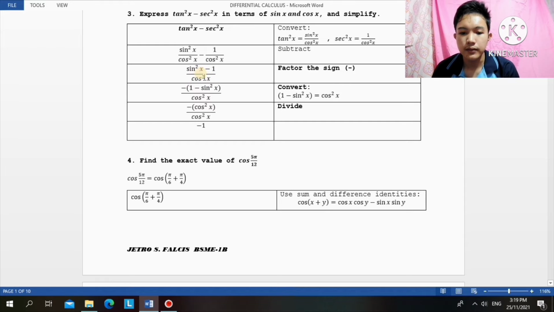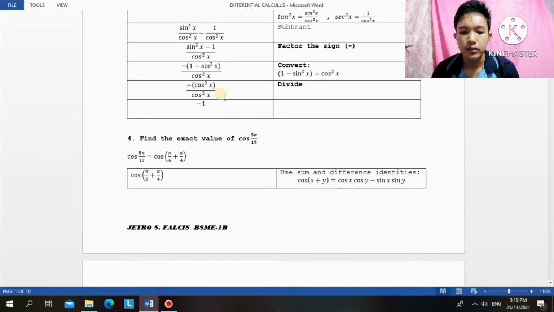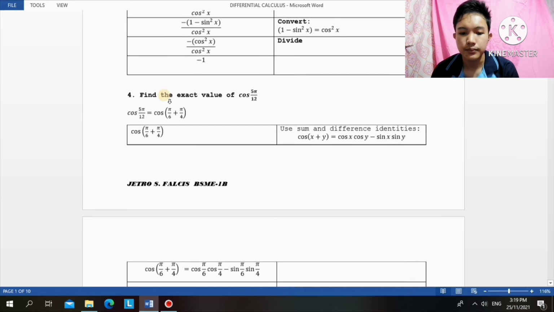Then, factor the negative sign. So, our equation will be negative quantity 1 minus sin squared x over cosine squared x. Then, convert 1 minus sin squared x into cosine squared x. So, our equation will be negative times cosine squared x over cosine squared x. Then, divide. Negative cosine squared x over cosine squared x is equal to negative 1.